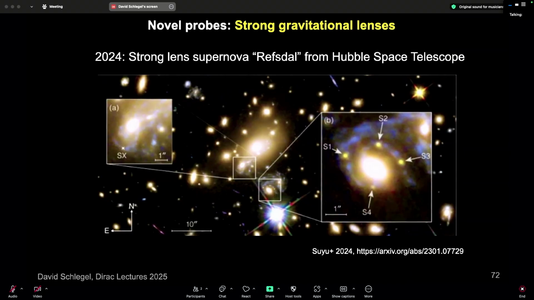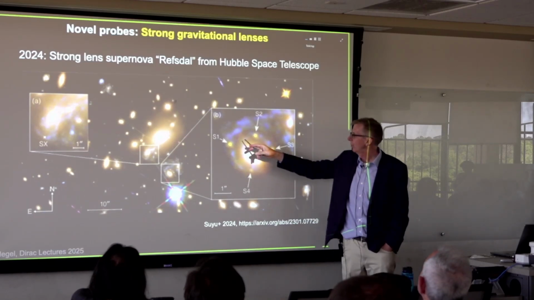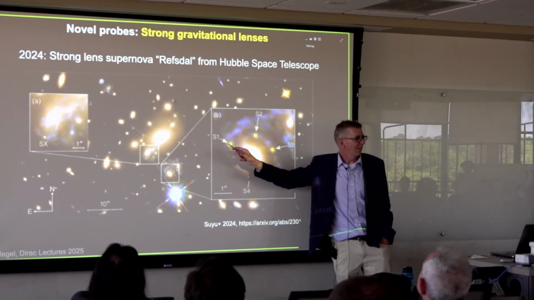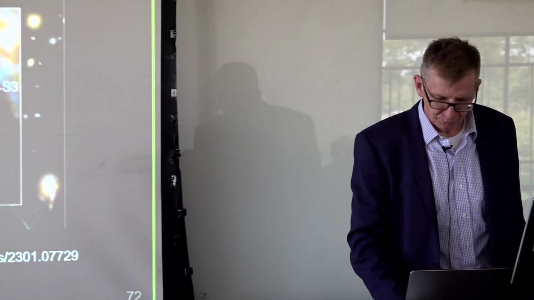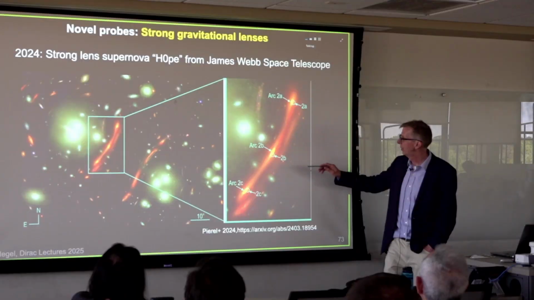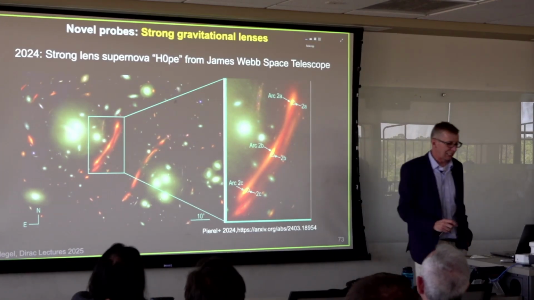Here's a strong lens that they named after that same person, Refsdal, where they actually saw a supernova explosion appear in the several images of the background galaxy. And then here's yet another supernova explosion seen with the James Webb Telescope, again in different images of the same galaxy.